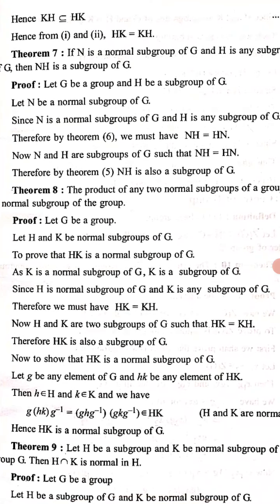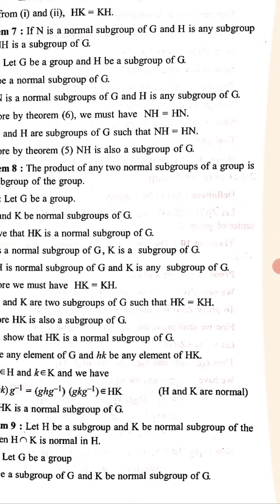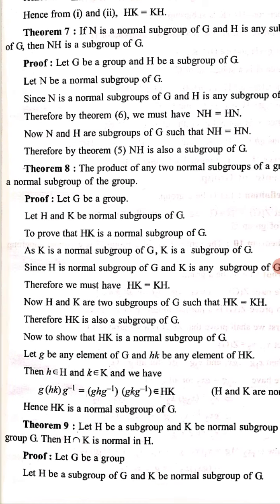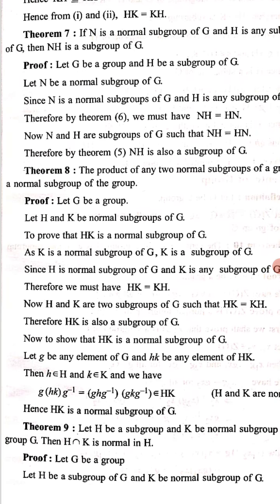To prove that HK is a normal subgroup of G, as K is a normal subgroup of G, K is a subgroup of G. Since H is a normal subgroup of G and K is any subgroup of G, therefore we must have HK is equal to KH. And now H and K are two subgroups of G such that HK is equal to KH. Therefore HK is also a subgroup of G.